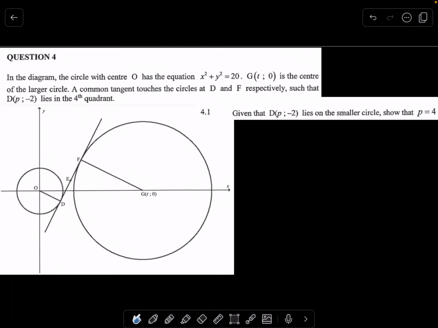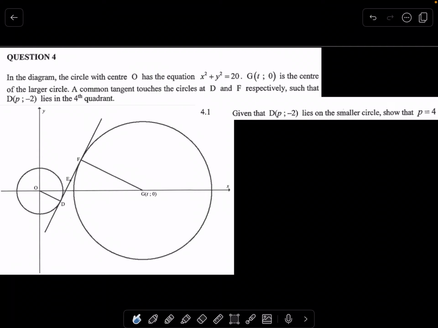We are rambling today about the department's paper 2 from November 2023. And today we're busy with question 4. Right, let's get into it.